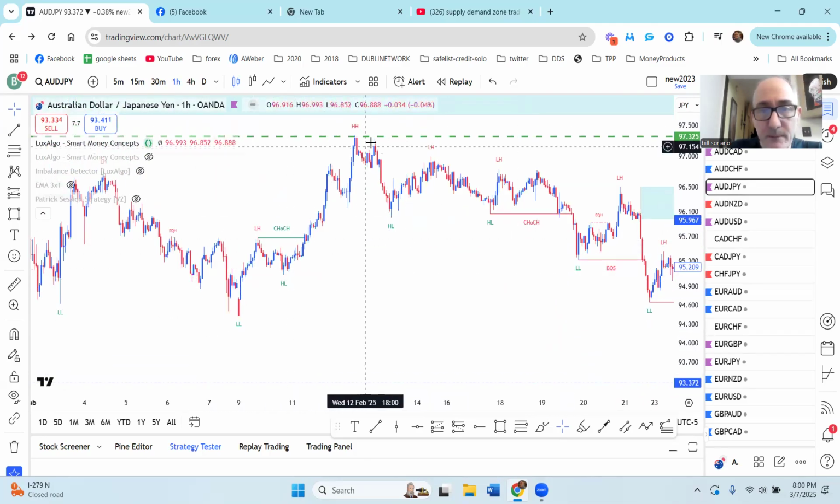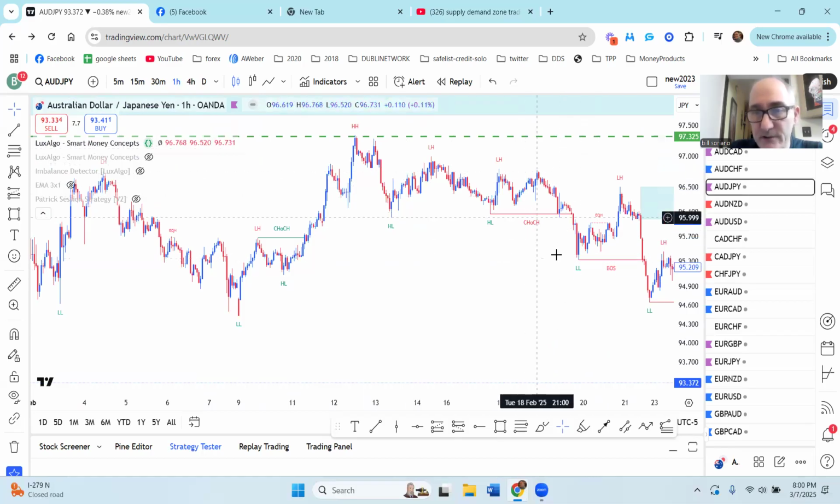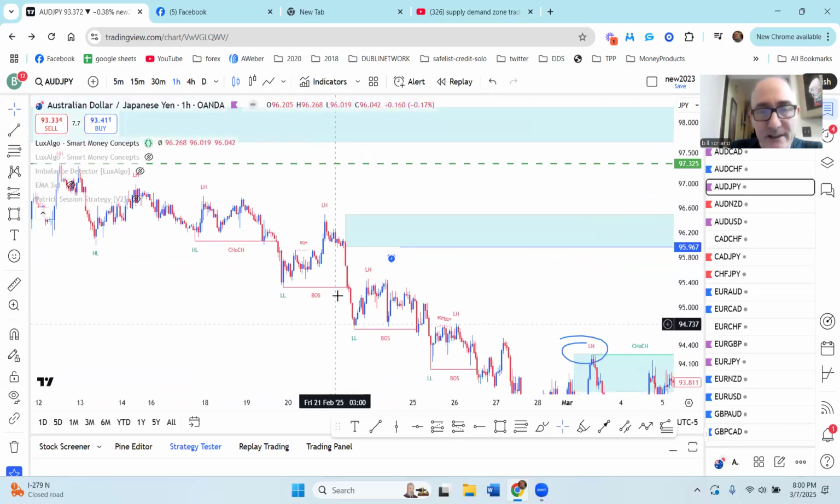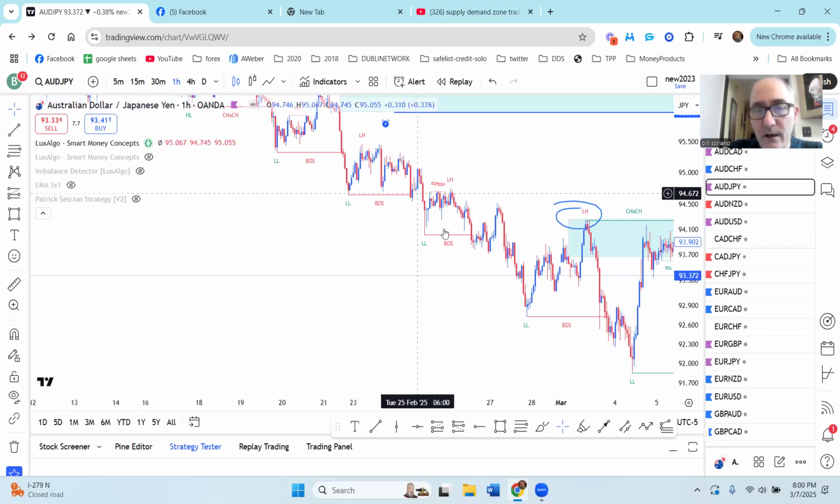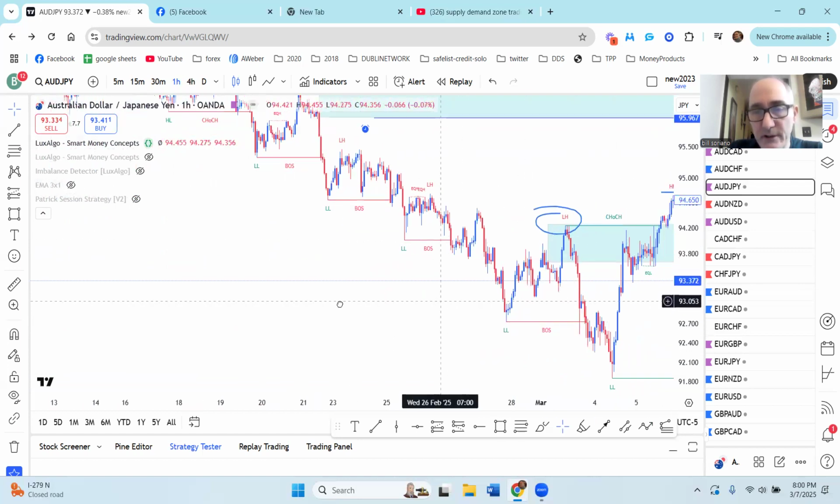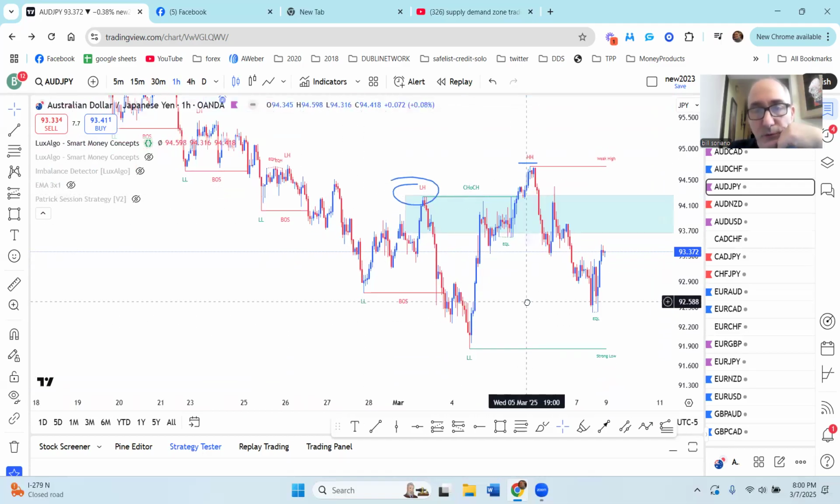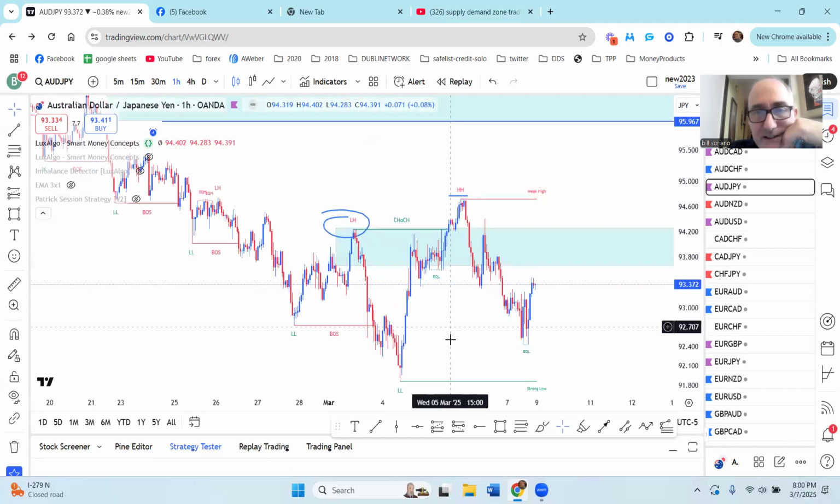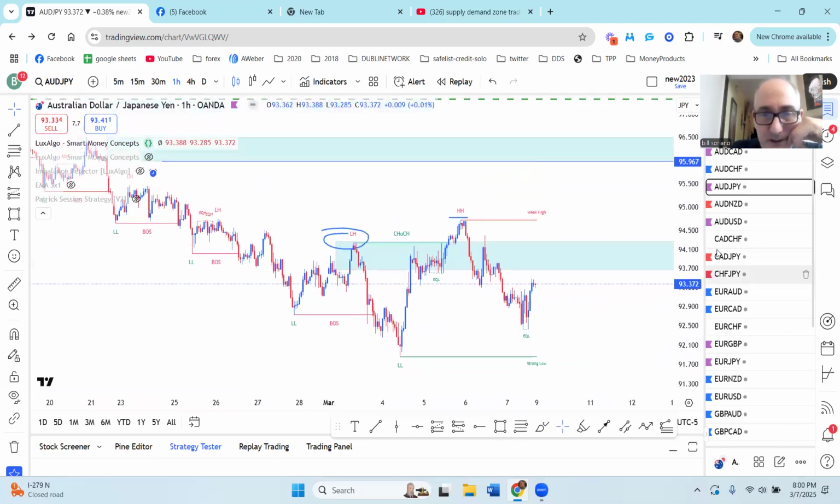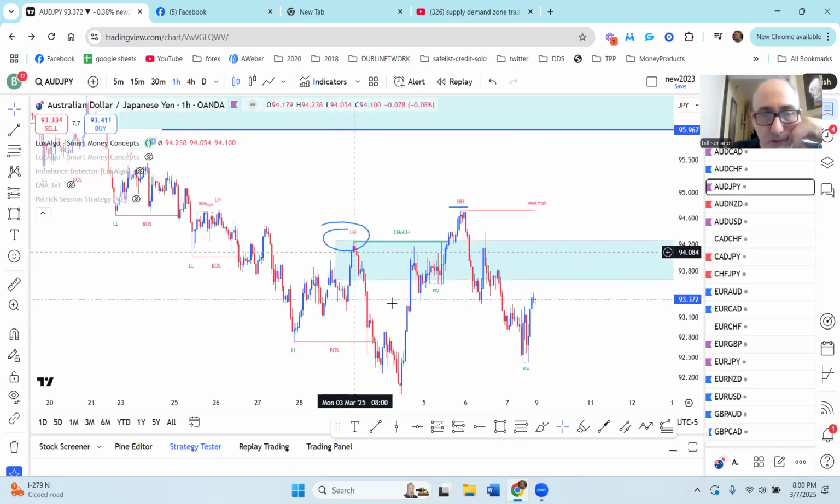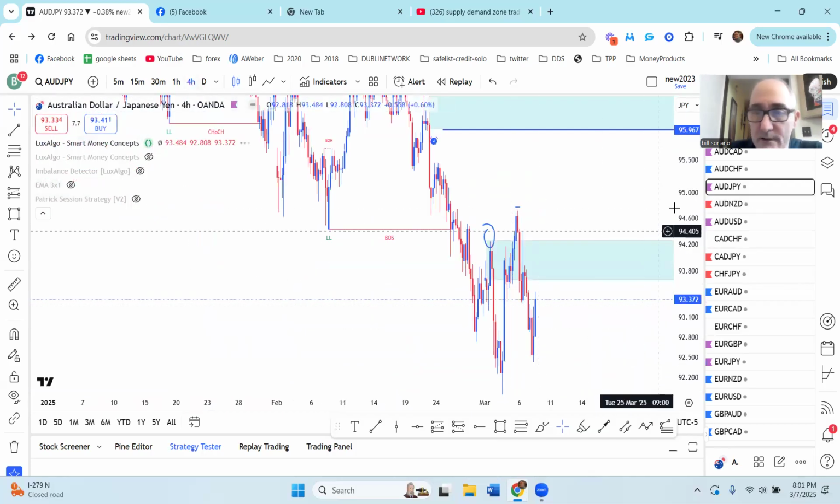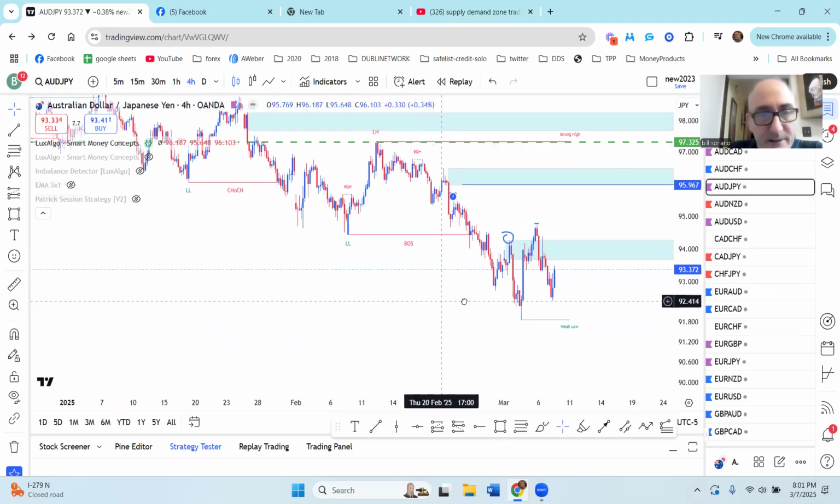price was kind of moving up here. We got this change of character to the downside, and then we got several breaks of structure in a row here where we're making lower highs and lower lows all the way down. So this gave us a couple of zones here that we could trade from, and this was the first one right here. And again, I'm on the wrong time frame, so that's probably what happened there.